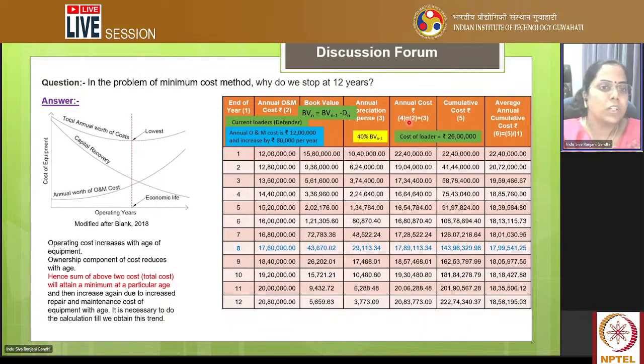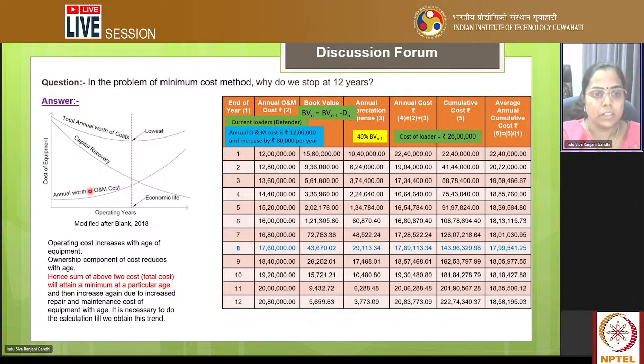Okay, so in the problem of minimum cost method, why do we stop at 12 years? Basically, this graph I have already posted in the equipment replacement analysis lecture. You can go to this graph. You can see that the operating cost of any machine will keep increasing with the age of the machine. You know the reason already.